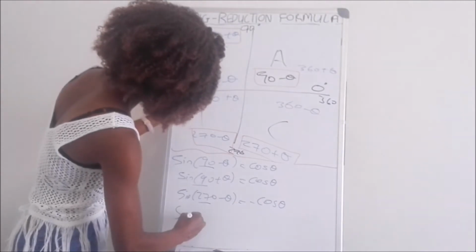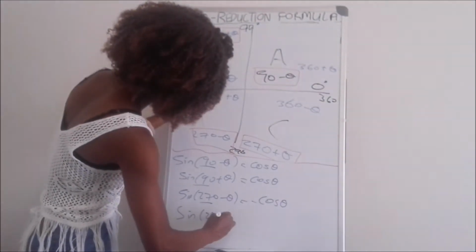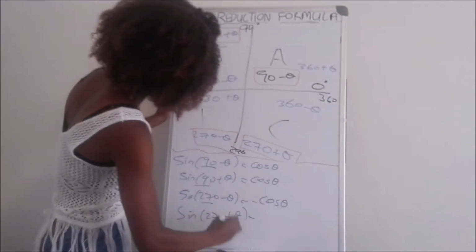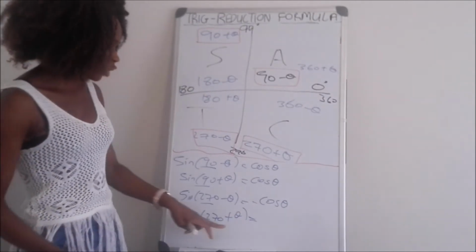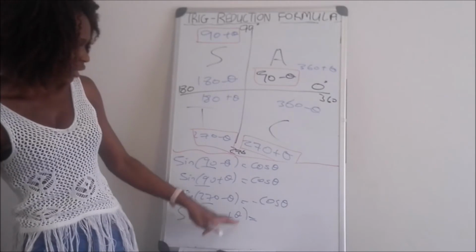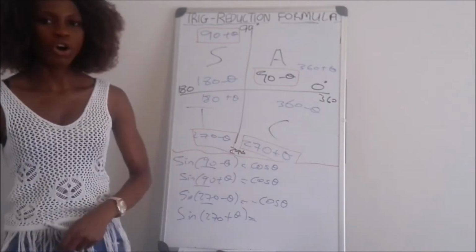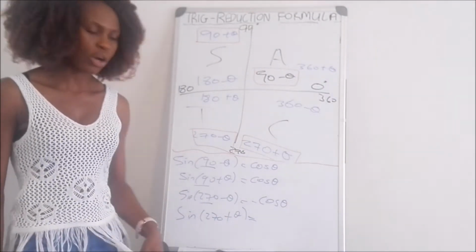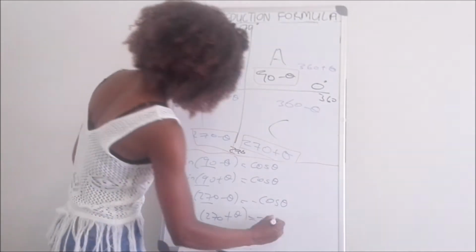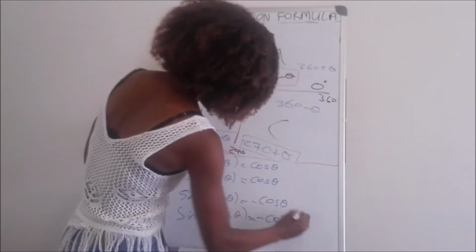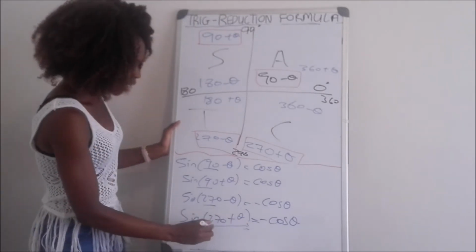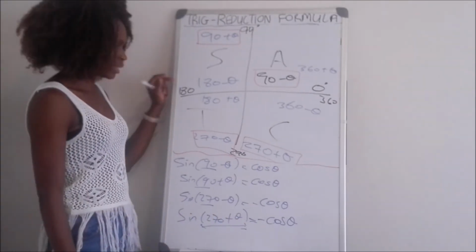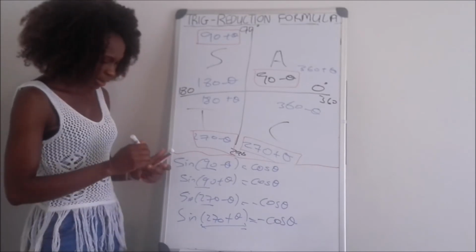Then the last one, sine of 270 plus theta. Our ratio changes into cos, but we do not say the answer is positive cos just because it's 270 plus theta. It's actually negative cos theta for this one as well. Because it's sine of 270 plus theta, we deal with 270, which is not found in the same place as sine, that means it's negative cos theta.